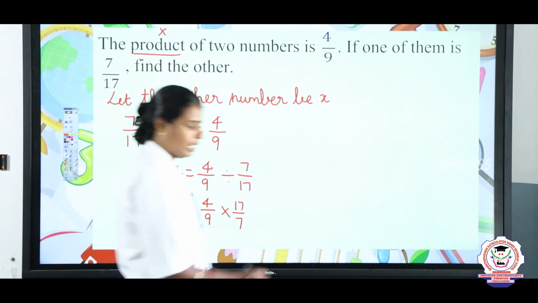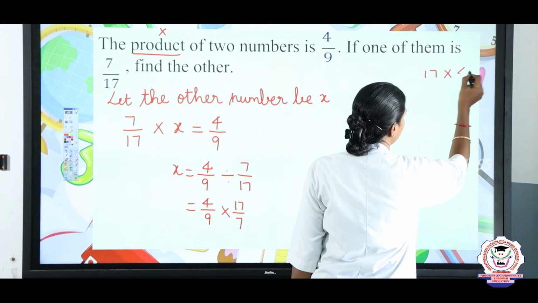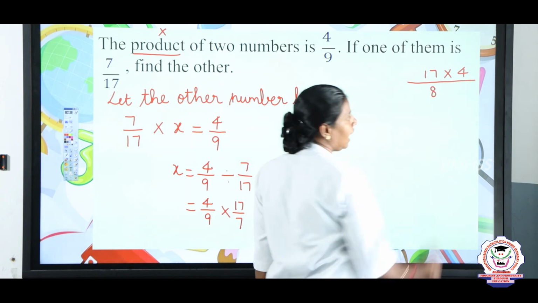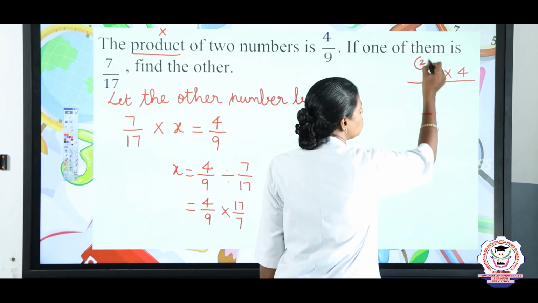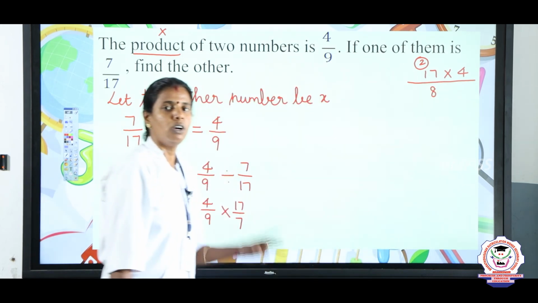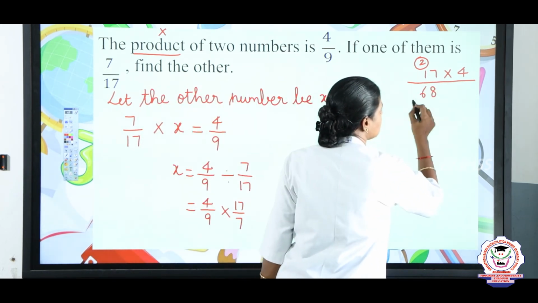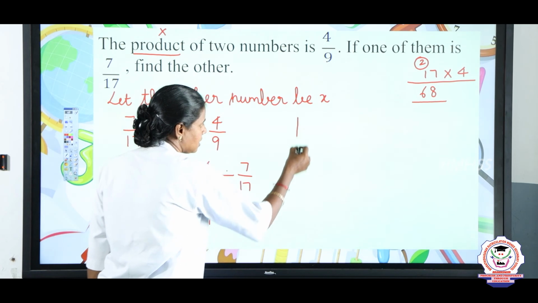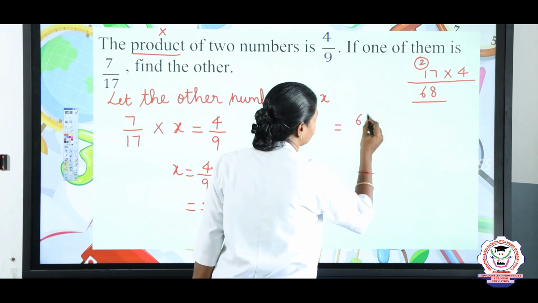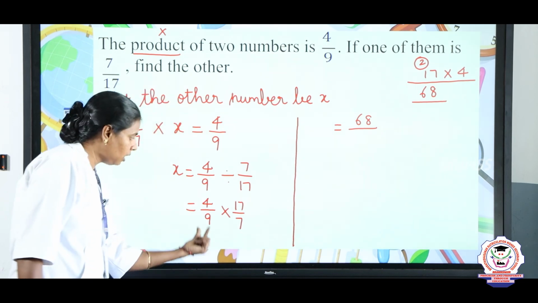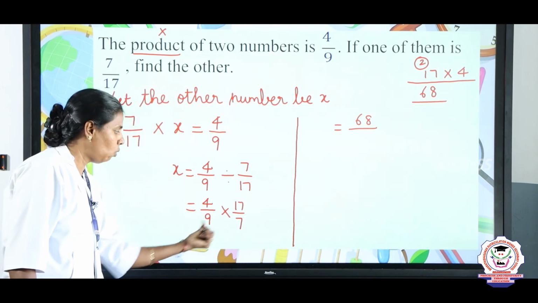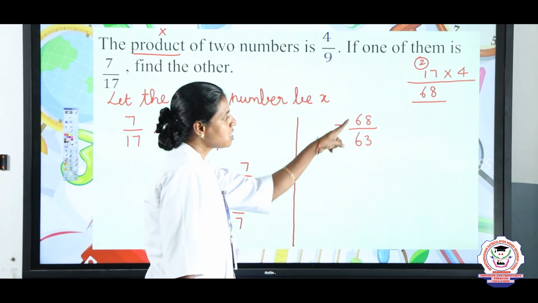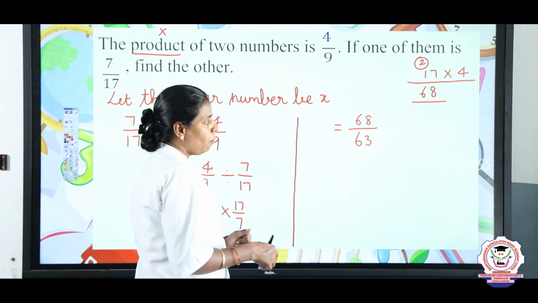The numerator is 17 into 4. What is the product here? 4 sevens are 28, 8, remaining is 2, 4 ones are 4, 4 plus 2 is 6. So, the answer is 68. So, the numerator is 68 by the denominator. The denominator is 9 into 7. What are 9 sevens? 9 sevens are 63. Now, 68 by 63 is an improper fraction.